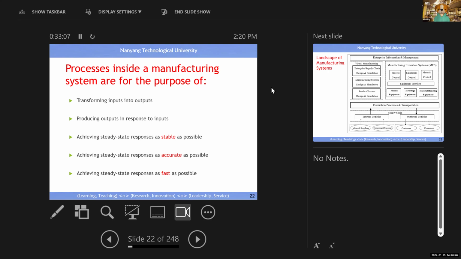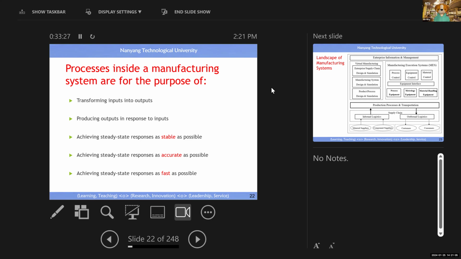Then we want to know, okay, how to transform input into output in a manufacturing system, right? So that means the manufacturing system has an input, the manufacturing system has an output. How are we going to transform the input into the output?